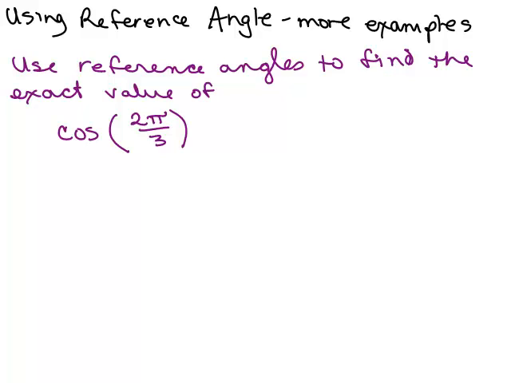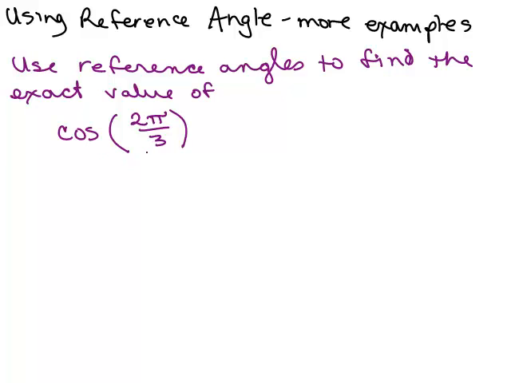Alright, we're going to do a few more problems where we can find trig values using reference angles. But here's the important thing. If someone asks you to get the cosine of 2 pi over 3, there's more than one way to figure out that answer. So reference angles are one way to do it.